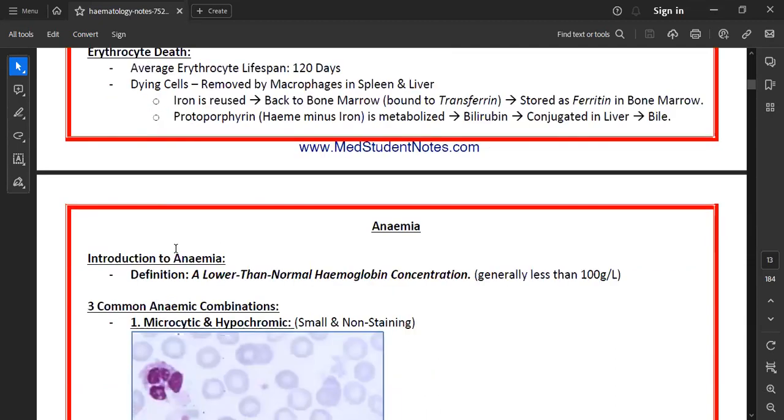So as we're still dealing with our red blood cells, we can now start going to the conditions that are involved in problems with red blood cells. So the major one is in 1 minute.